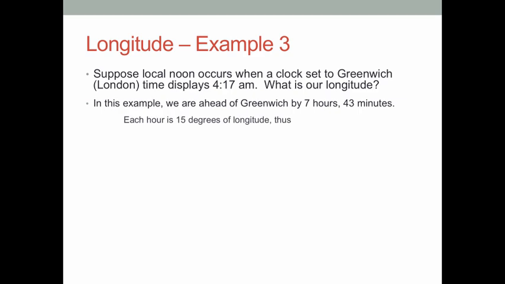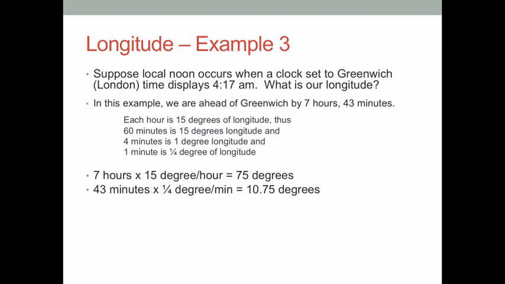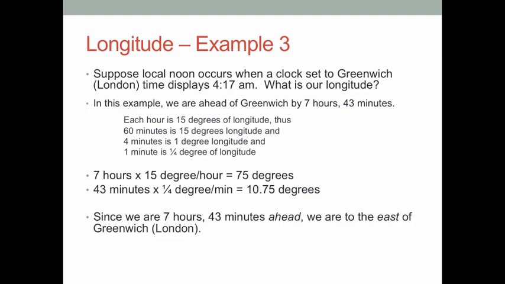Each hour is 15 degrees of longitude, so 60 minutes is 15 degrees of longitude. Divide both of those by 15 and you realize that every 4 minutes is 1 degree of longitude. If you divide both of those by 4, you see that 1 minute is 1/4 of a degree in longitude. So the 7 hours difference at 15 degrees every hour is 75 degrees, and those 43 minutes at 1/4 of a degree per minute is 10.75 degrees. So since we're 7 hours and 43 minutes ahead, local noon occurring before London noon, if you add those two together, 75 plus the 10.75, you have 85.75 degrees longitude east.